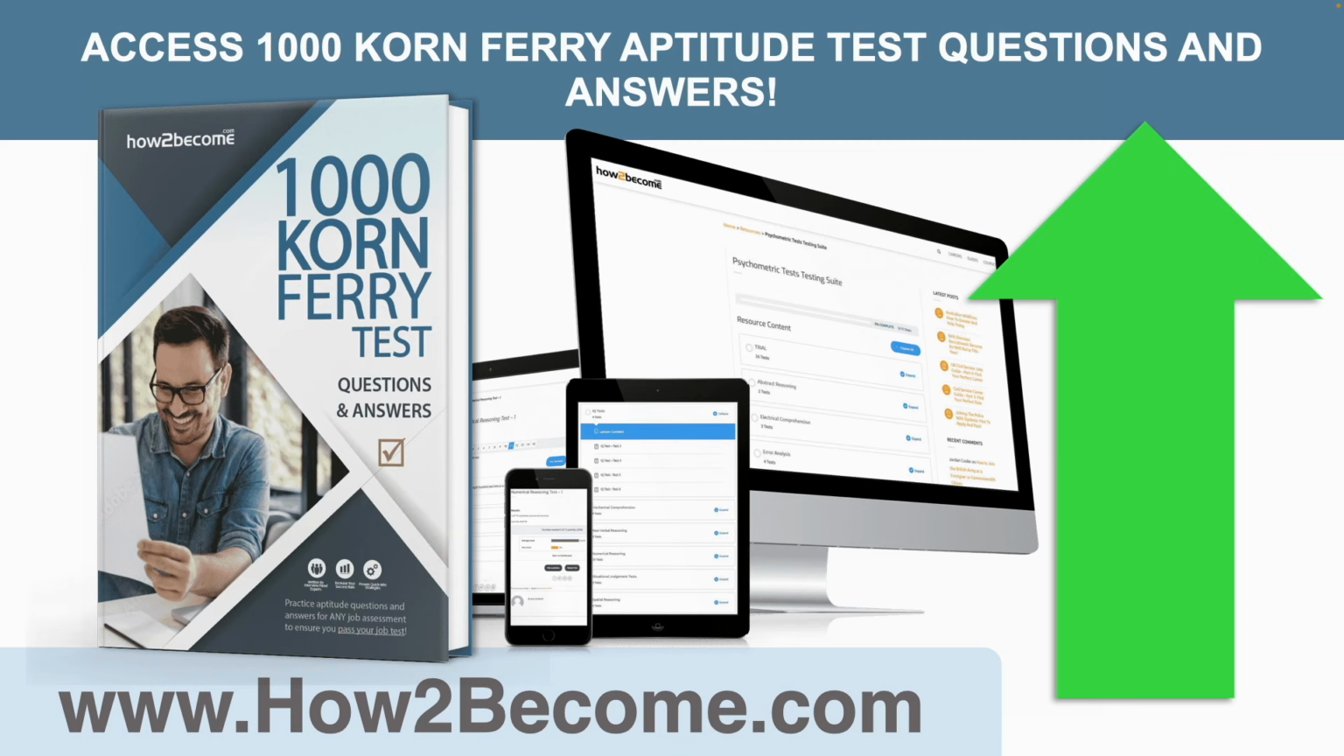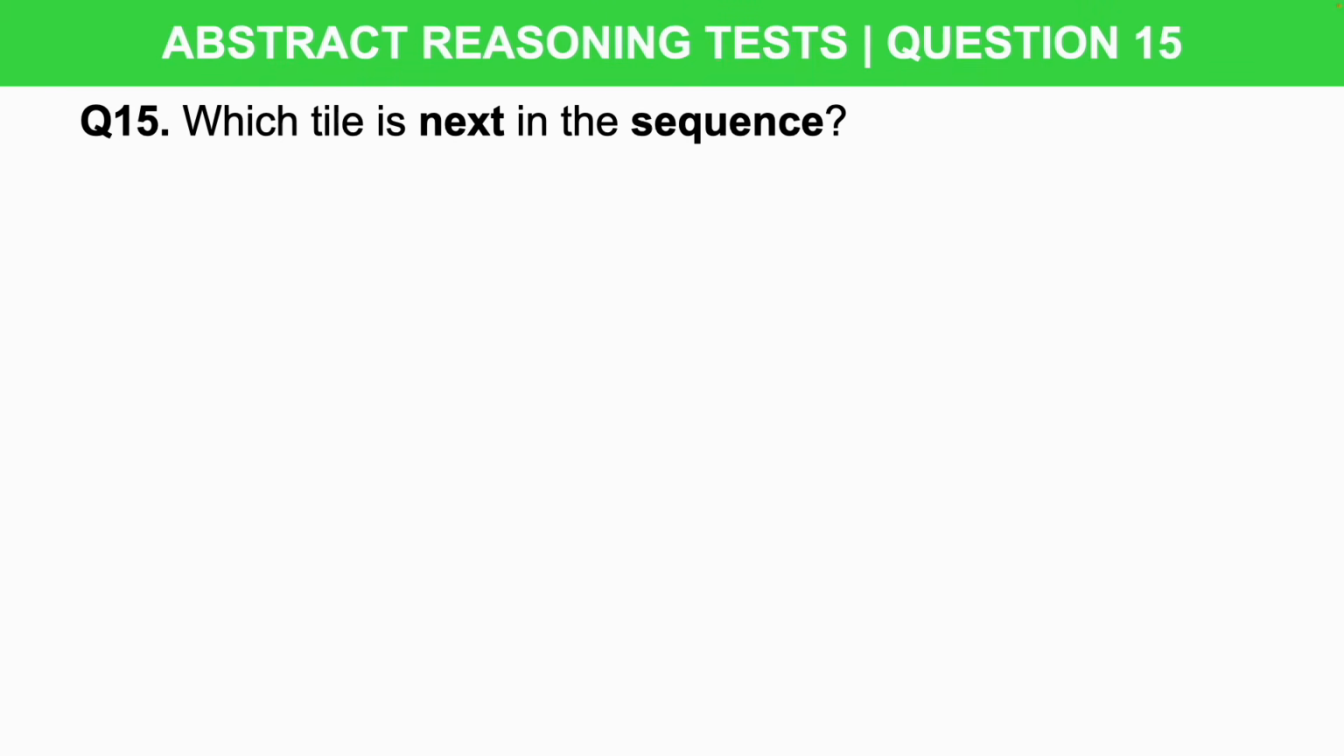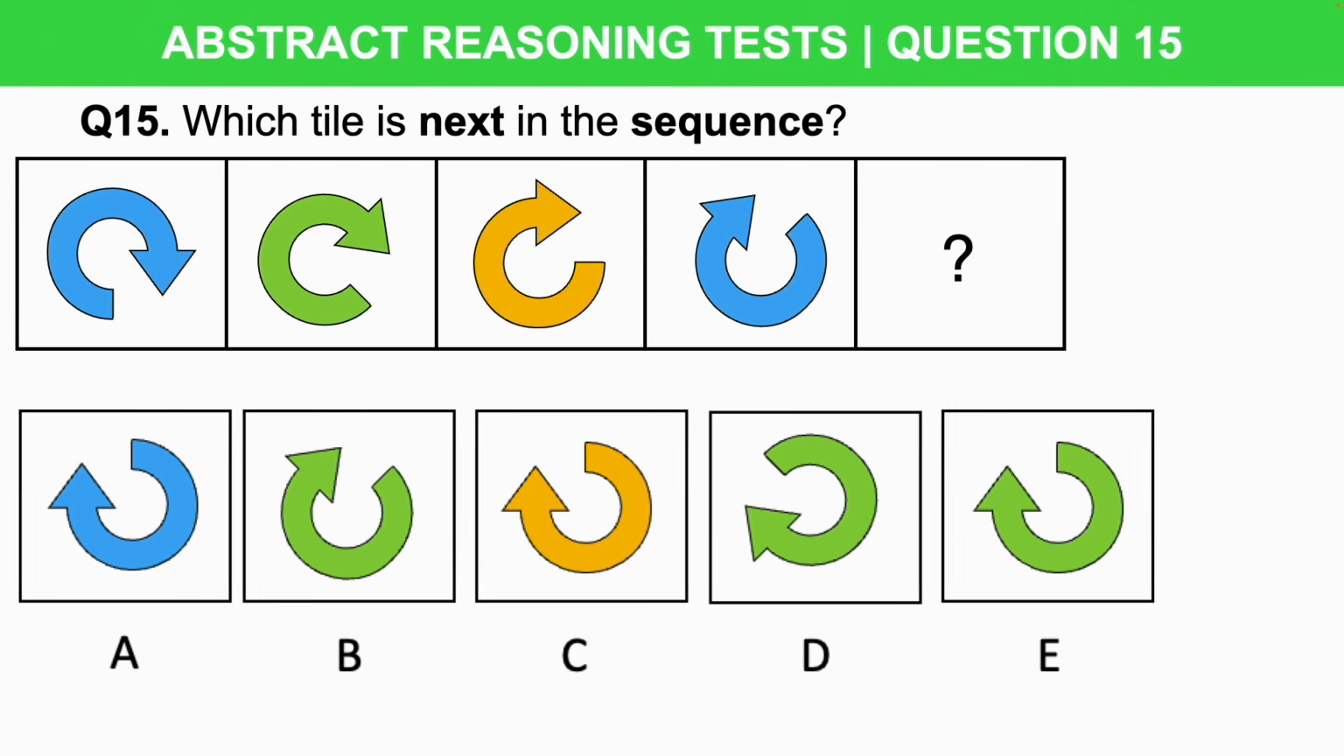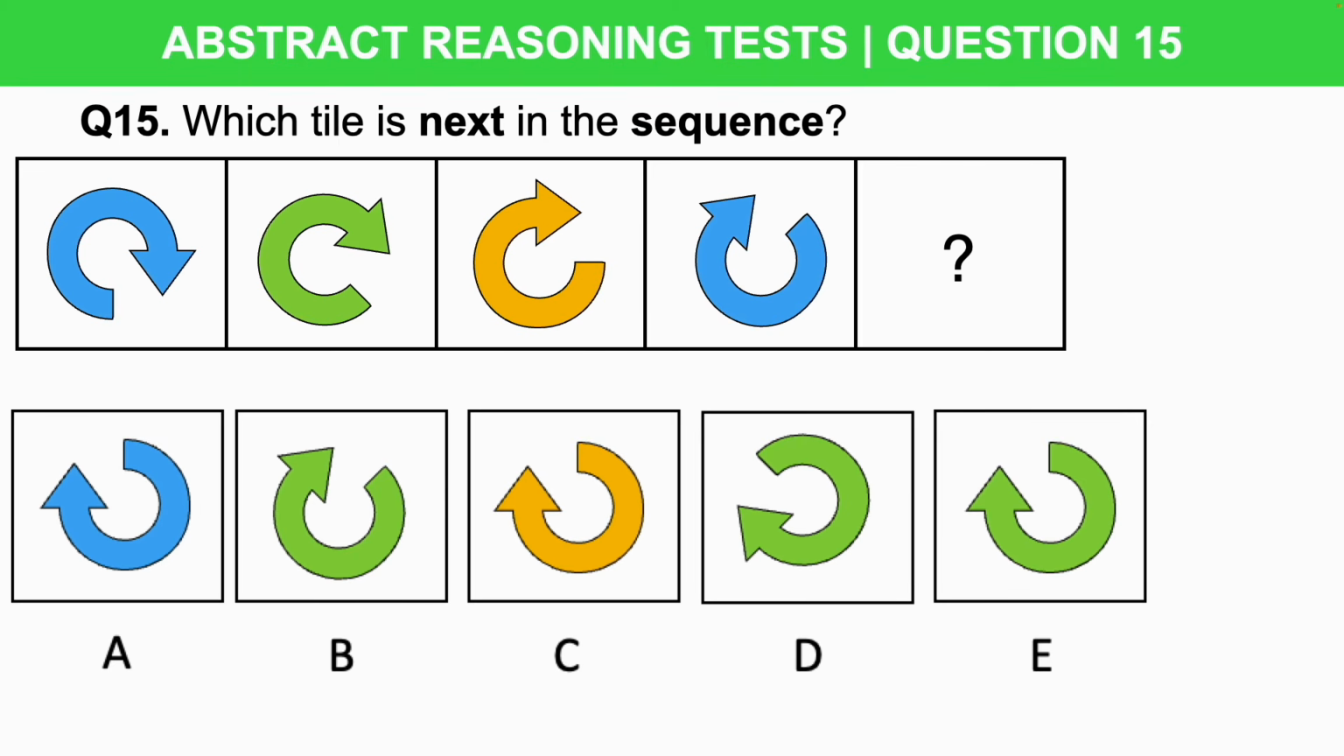Now let's move on to the next question type, which is abstract reasoning tests. Now let's take a look at a common but tricky Talent Q style abstract reasoning test question type, which is non-verbal reasoning sequences. So the question is this: which tile is next in the sequence? Here is the sequence. Is it A, B, C, D, or E?